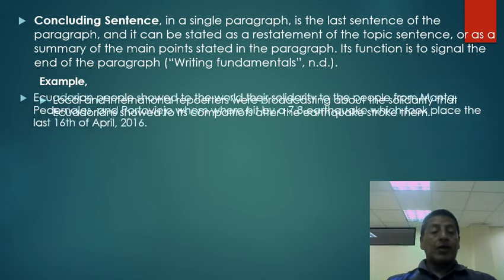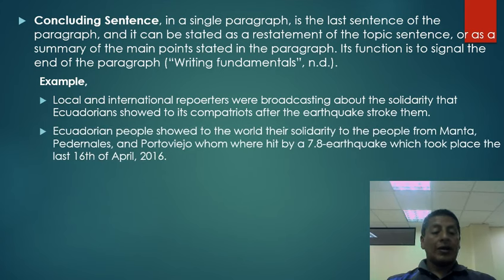Okay, so that is the first case. Let's talk about the second case. The second example: Ecuadorian people show to the world their solidarity to the people from Manta, Pedernales, and Puerto Viejo, who were hit by a 7.8 earthquake which took place on the 16th of April 2016. Okay, so as you can see, it's easy to identify that in this second way to provide a concluding sentence, we are working with a kind of summary of what was said in the supporting sentences.